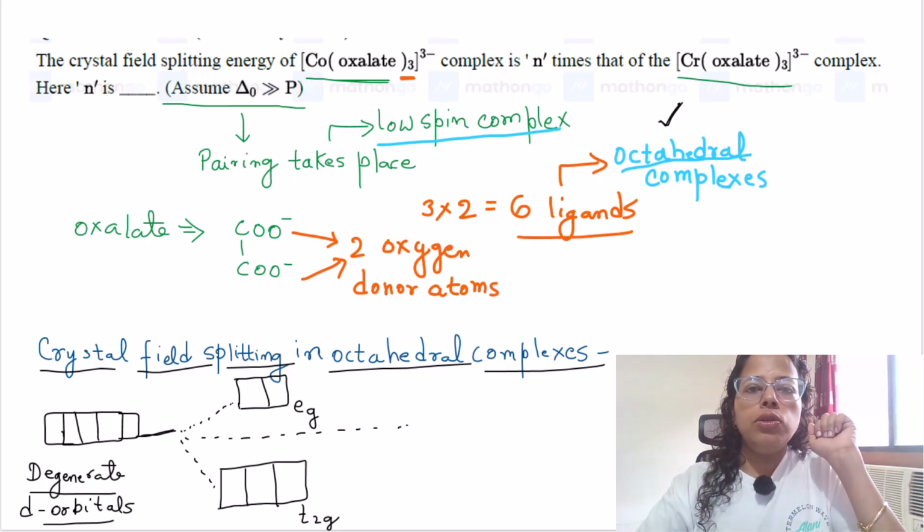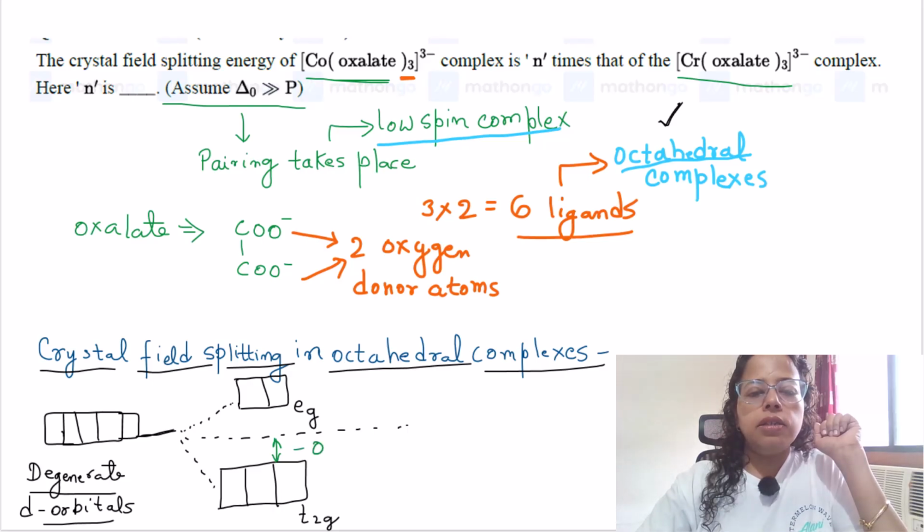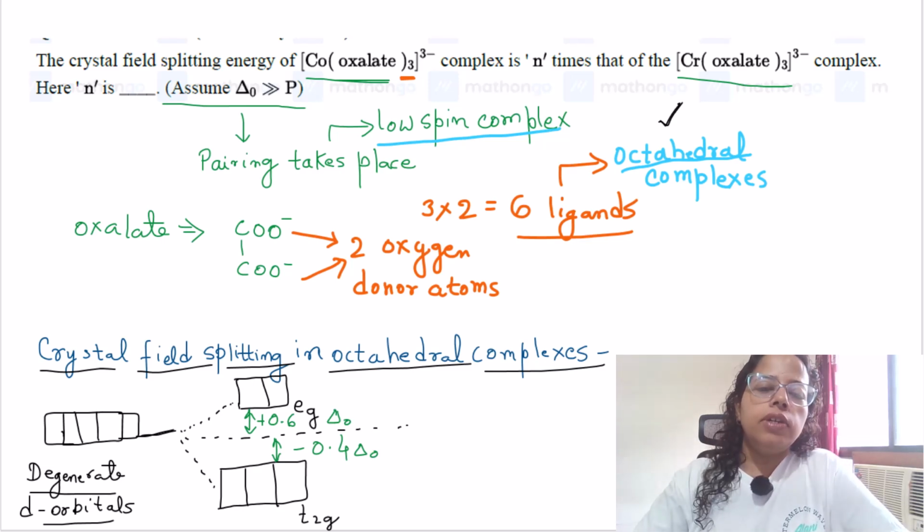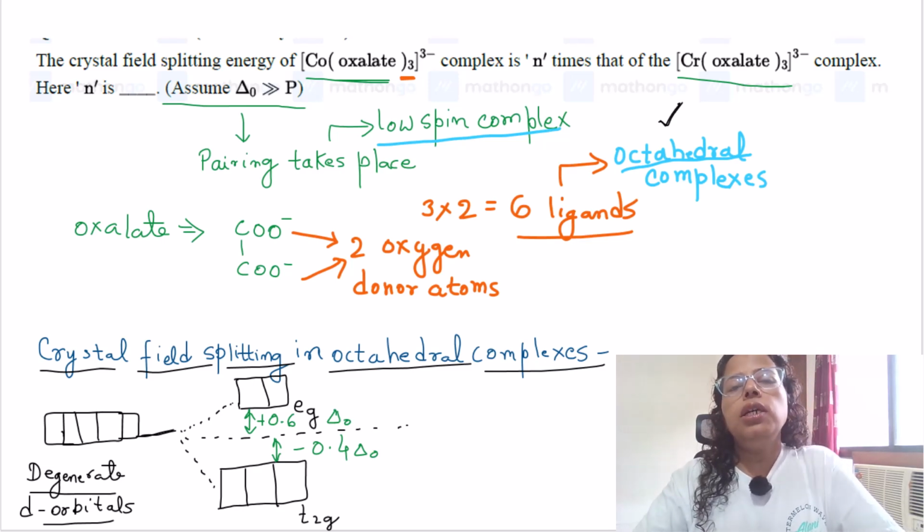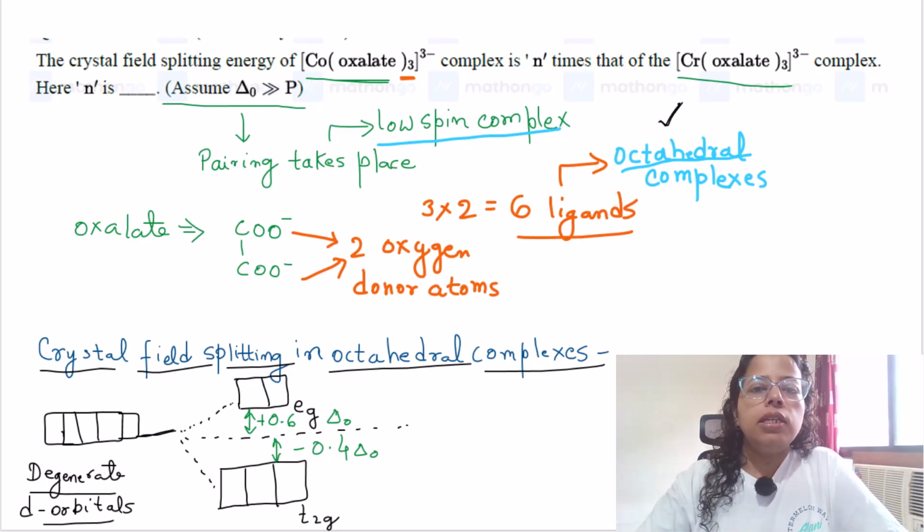Fine. And also, what is this energy? This is lowered by minus 0.4 delta octahedral, and this is increased by plus 0.6 delta octahedral. So we also know that the energy is decreased for T2g by a factor of minus 0.4 delta octahedral and increased for Eg, the high energy d orbitals, by a factor of plus 0.6 delta octahedral. Okay, now in the low spin scenario, the pairing will take place.